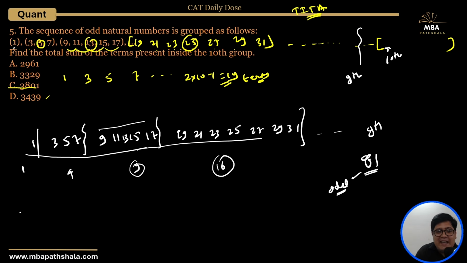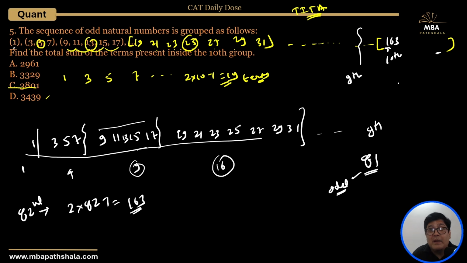81 odd numbers. So what is the first term here? It is the 82nd odd. What is the 82nd odd number? 2 into 82 minus 1. That is 163, the first number here. 163 is the first number. What is the last number? There are 19 terms. We have talked about this.